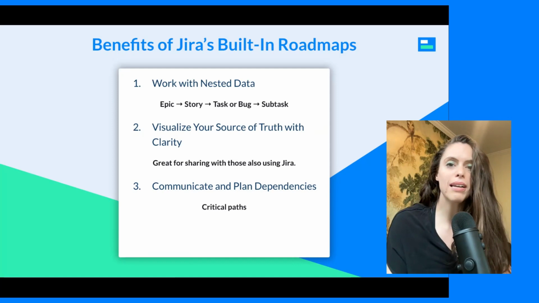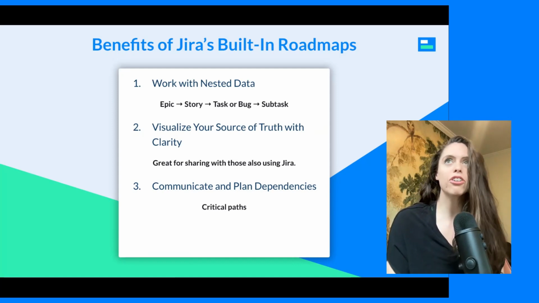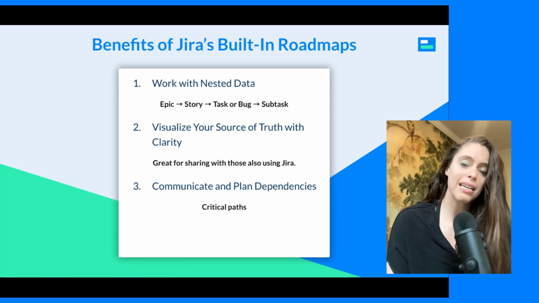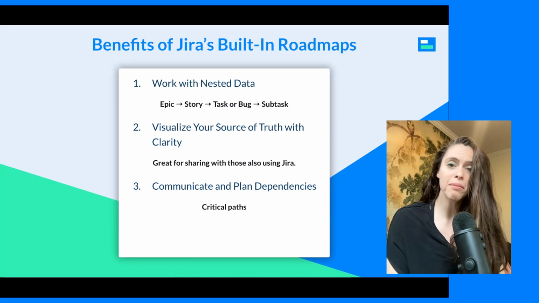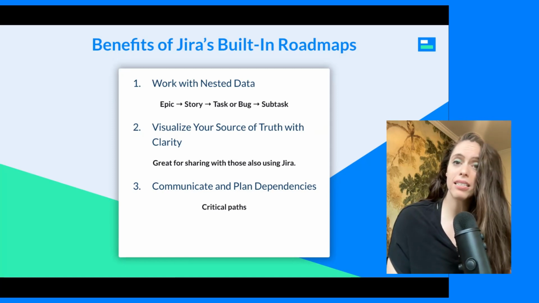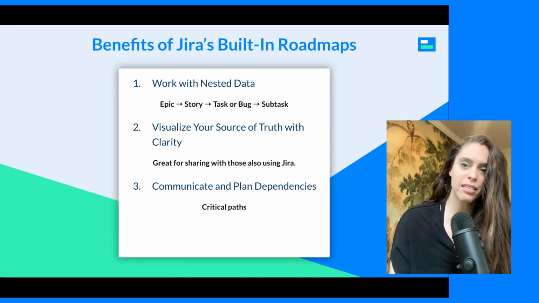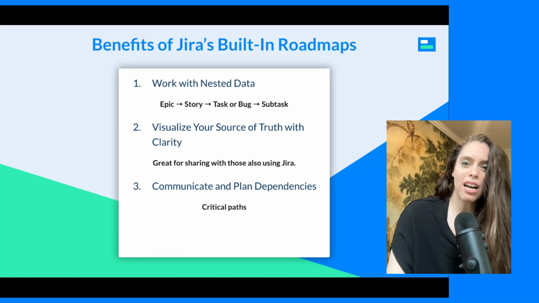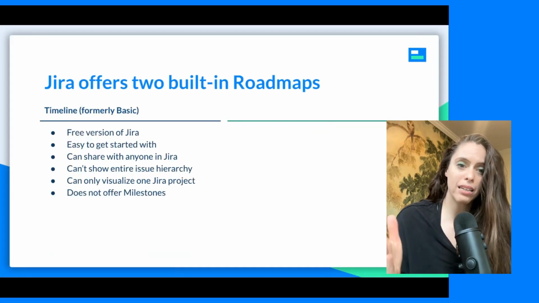which brings me to the fact that number two, both of them allow you to visualize your source of truth with clarity. So it's great for sharing your project plans in a visual way to people who also are using Jira. Three, they're also great for planning dependencies or communicating dependencies, otherwise known as critical paths. However, both of these options do have some key differences, and I will unpack those now.